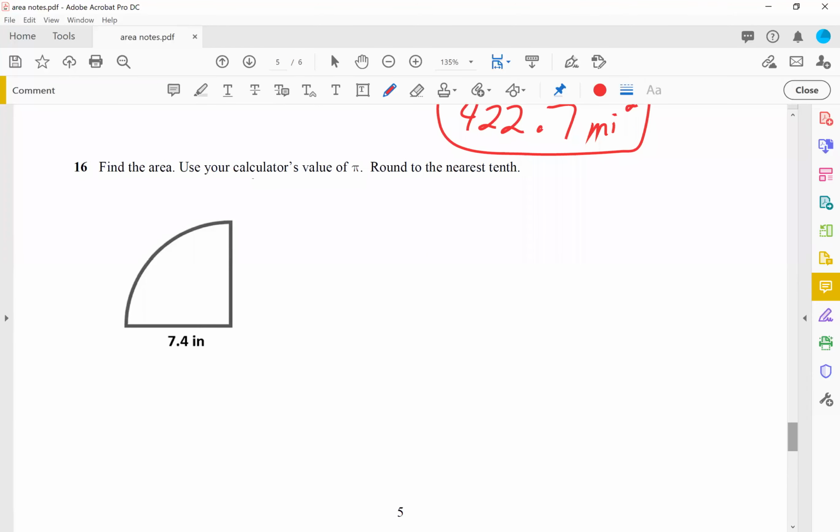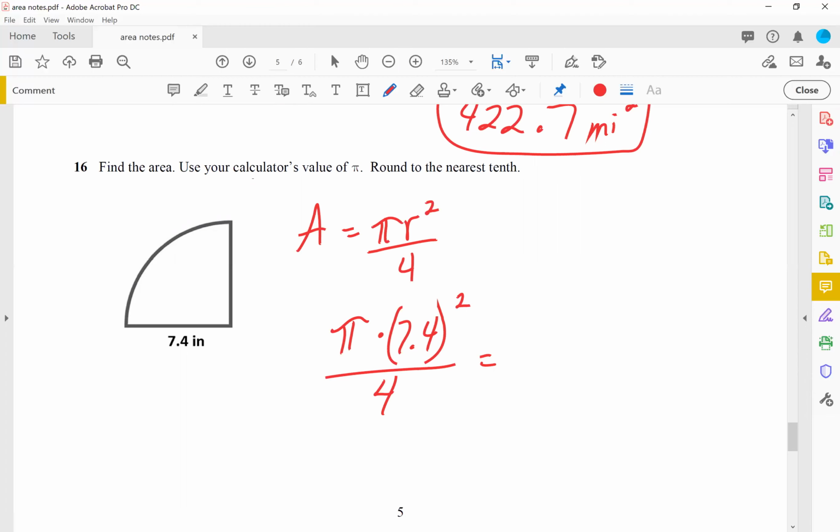Next one here. This is a quarter circle. So it's 1/4 of a circle. So you just take the area of a circle, so pi r squared, and you only want 1/4 of it, so you divide by 4. So pi times 7.4 squared, divide by 4. So 7.4 squared times pi, divide by 4, and you will get 43, and it's 0.008, but we only want the 10th, so it's just 0.0, and it's inches squared.